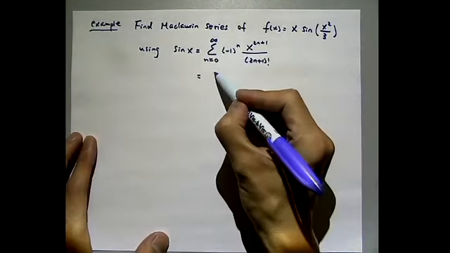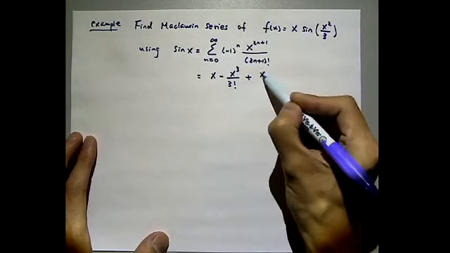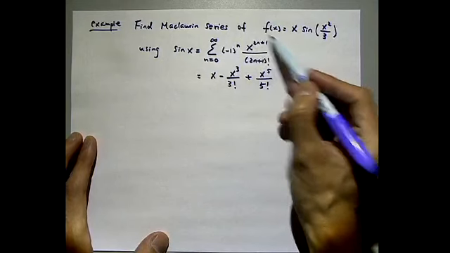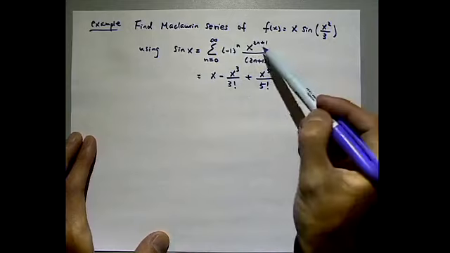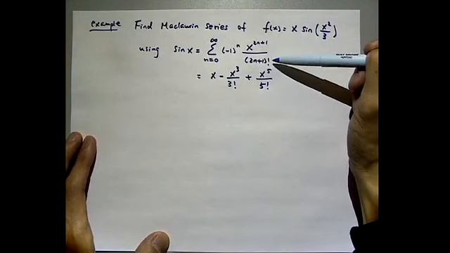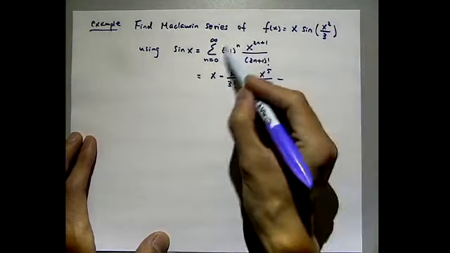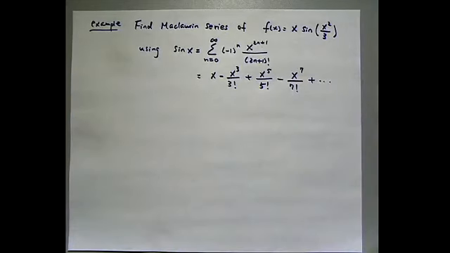By the way, let's look at what this looks like. 2n plus 1, these are all the odd numbers. 1, 3, 5, 7, 9. 2n are all the even numbers. So these guys have all the odd exponents. And they're divided by the same number factorial as their exponent. And then they alternate signs. Right? So this looks like x minus x cubed over 3 factorial plus x to the 5th over 5 factorial minus x to the 7 over 7 factorial, and so on.